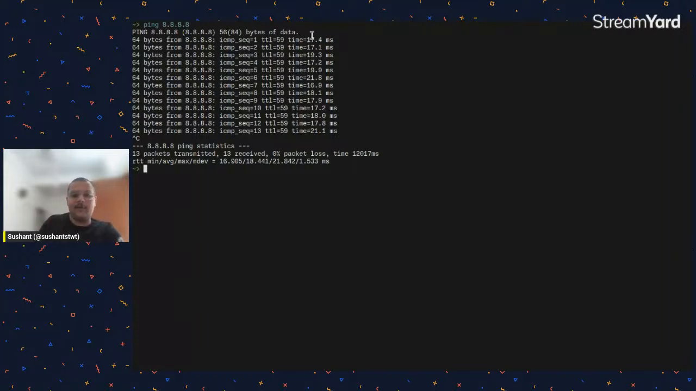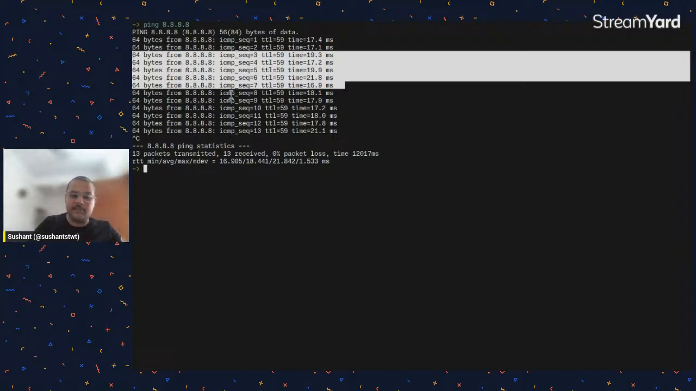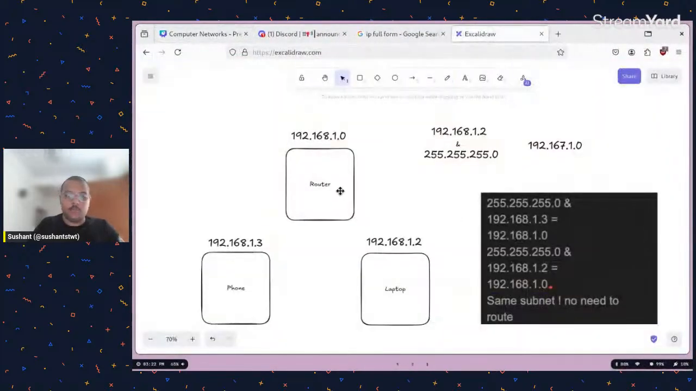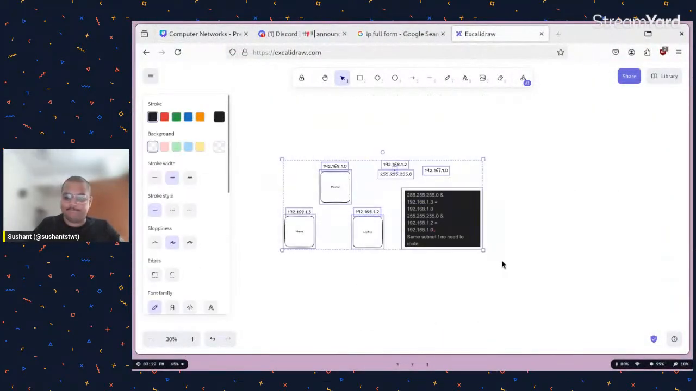Now, if I don't have internet, I won't be able to go there and come back, right? But since I have internet, I can get all these outputs. This basically means that I'm getting something back. So now what is happening? Let me draw a beautiful, very beautiful diagram.